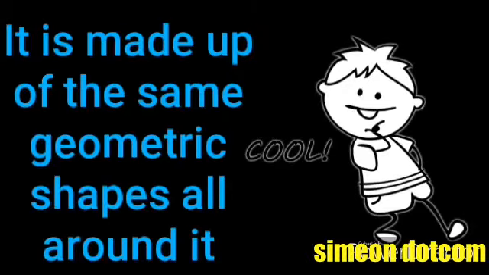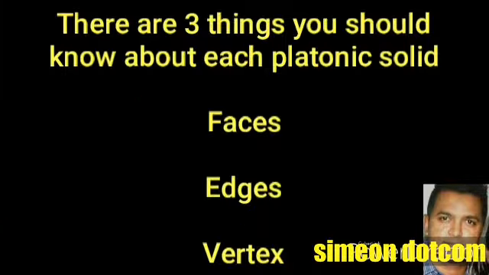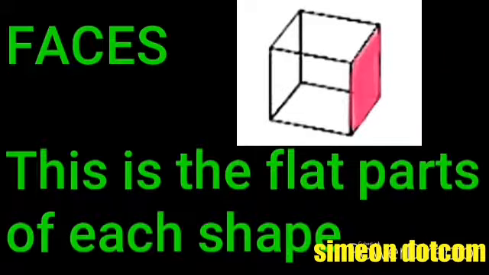In simple terms, if you look at a Platonic shape, you will notice it has the same geometric shape all around it. There are 5 types of Platonic solids. There are 3 things you should know about each Platonic solid: faces, edges, vertex. Faces are the flat parts of each shape.